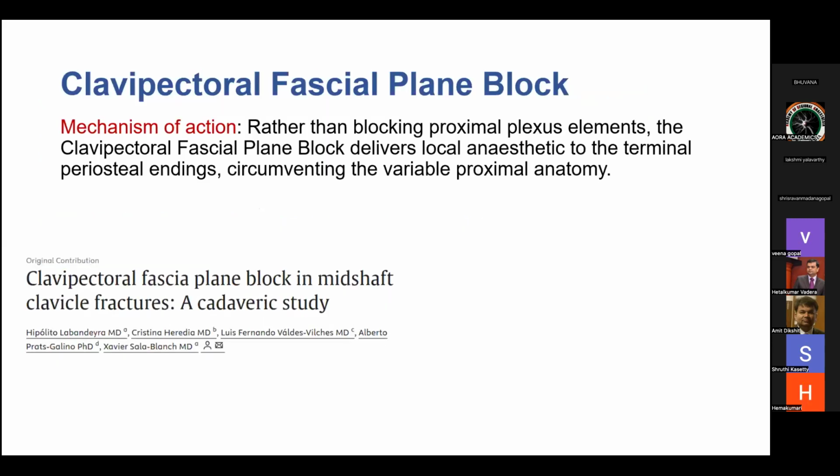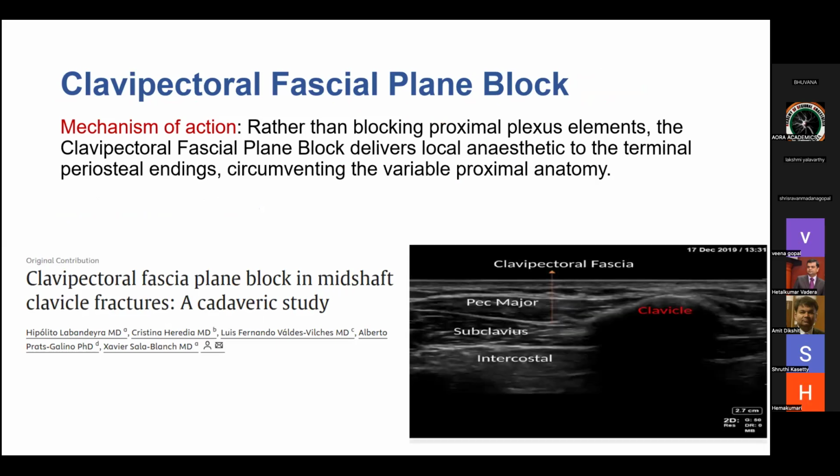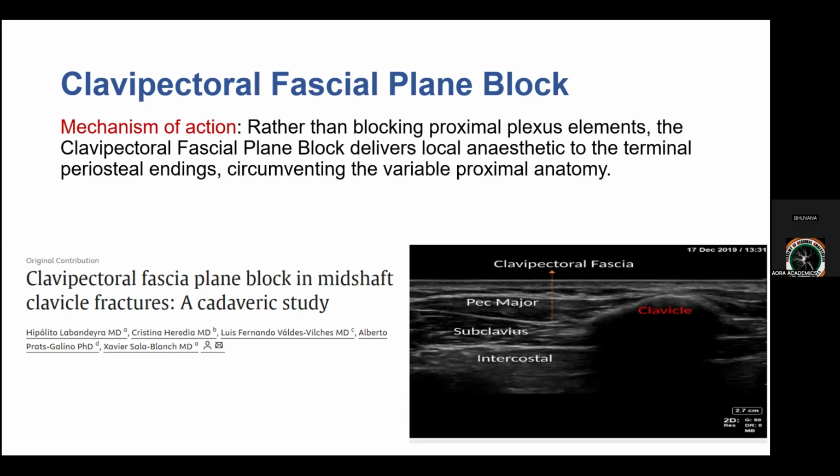The other fascial plane block is the clavipectoral fascial plane block. It was first described by Valdes in 2017. This is a fascial plane block where the drug is deposited between the clavipectoral fascia and the clavicle periosteum. In the cadaveric study, they found that the stain failed to reach the posterior inferior aspect of the clavicle. Then they injected the drug in between the pectoralis major and subclavius, and found that the dye stained the posterior inferior aspect of the clavicle also.